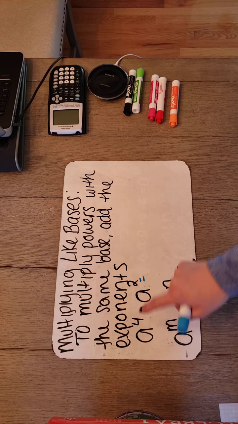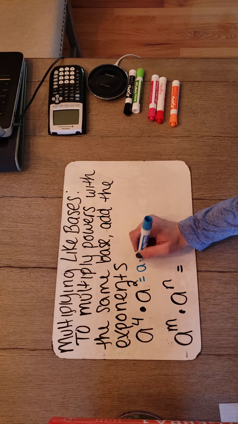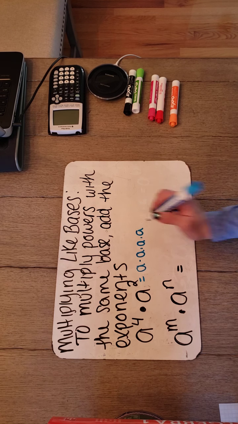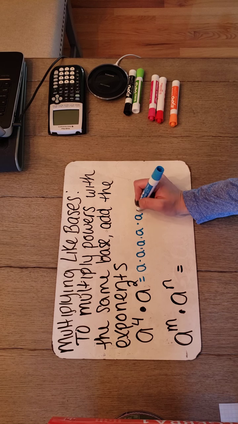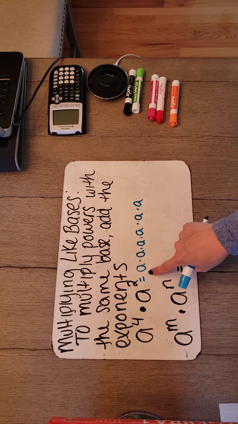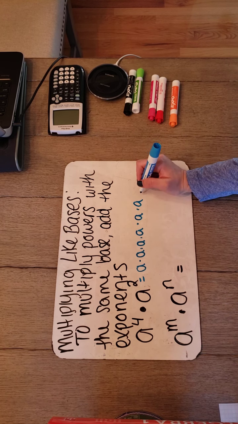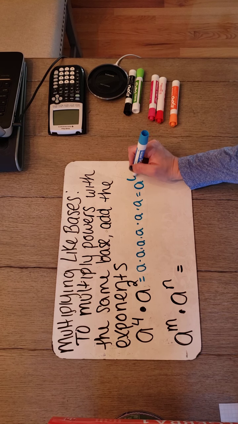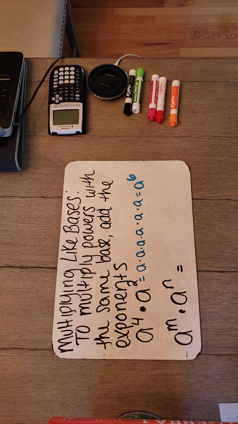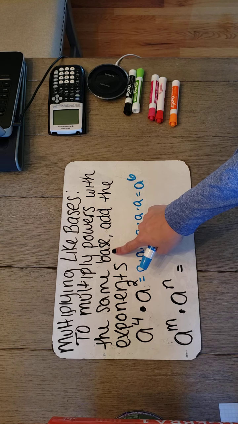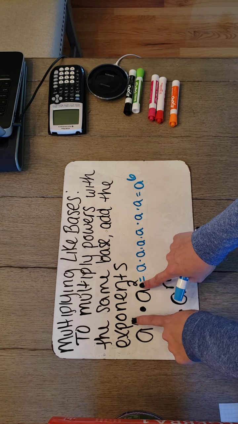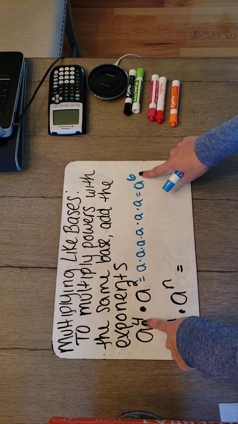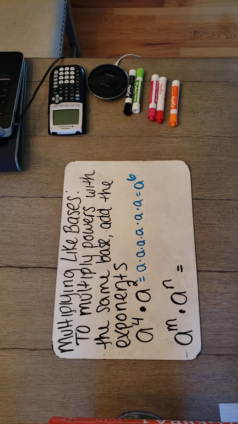Remember, your bases are your bottom number, your exponents are your small number up in the right-hand corner. So we know a to the fourth is a multiplied by itself 4 times. We know a to the second is a multiplied by itself twice. So if you look here, how many a's do I have? Hopefully you said 6. So we get a to the 6th. Now my rule says if they have the same base, you can add the exponents. What's 4 plus 2? 6. So that's where it comes from.